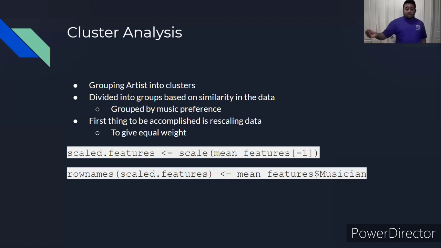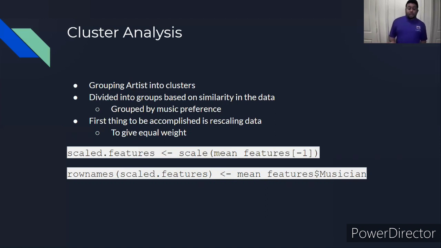So the first thing that needs to be accomplished is rescaling the data. Rescaling data is important because, like in class, you could see that a bunch of the columns, the numbers might be quite different. And if the numbers are quite different in the columns, you definitely get very inaccurate data.